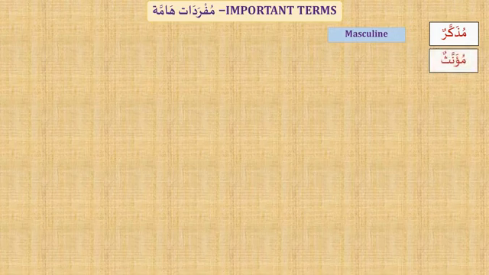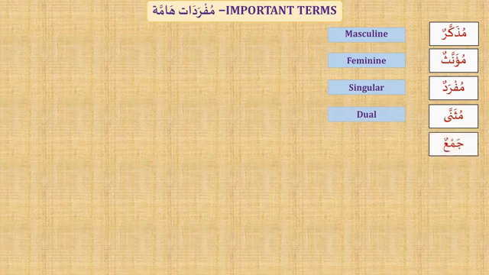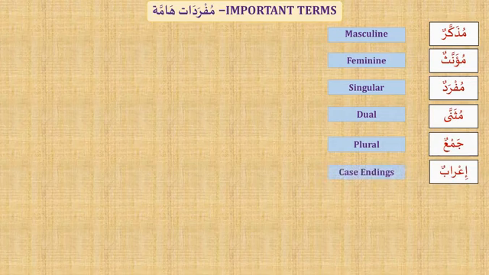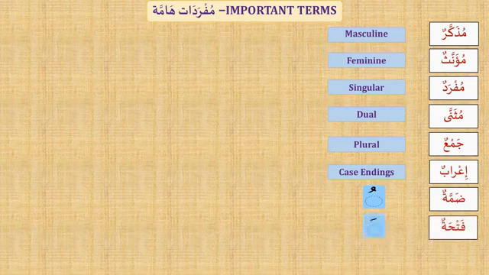مذكر, masculine. مؤنث, feminine. مفرد, singular. مثنى, dual. جمع, plural. إعراب, case endings, whether the word ends with dhamma or fatha or kasra. Dhamma, u sound. Fatha, a sound. Kasra, e sound.